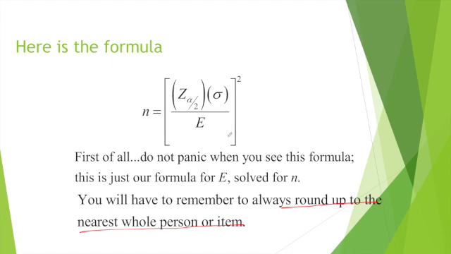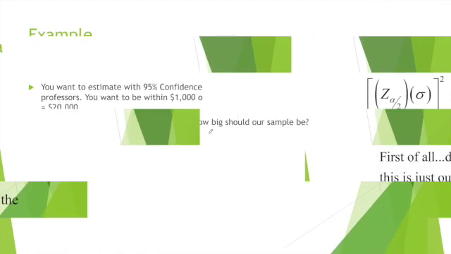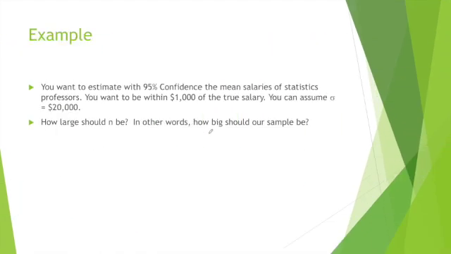So our sample size will be our critical value times our standard deviation, divided by our desired error bound, squared. And in this case, we get to pick what our error bound will be. So let's say we want to estimate with 95% confidence the mean salary of statistics professors. You want to be within $1,000 of the true salary, and you can assume our standard deviation is $20,000. How large should n be? In other words, how many statistics professors do I need to survey?